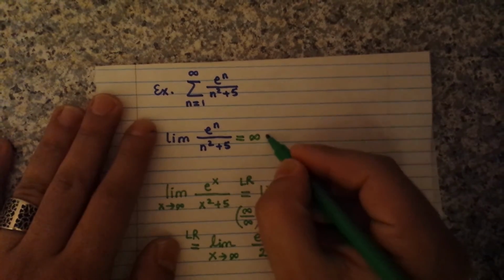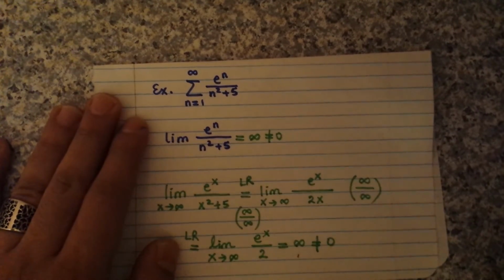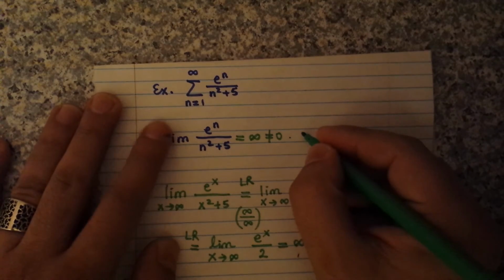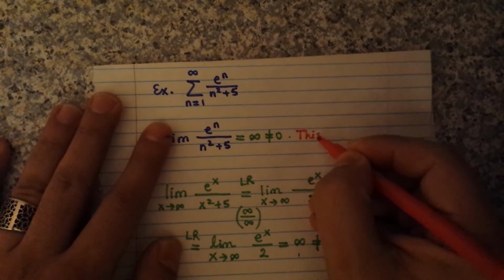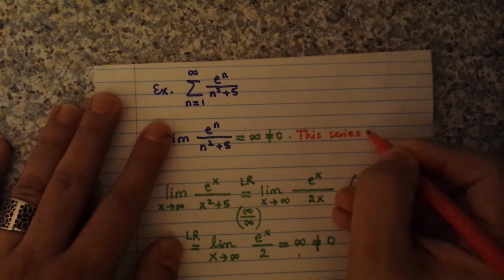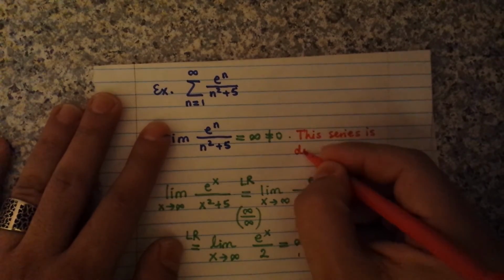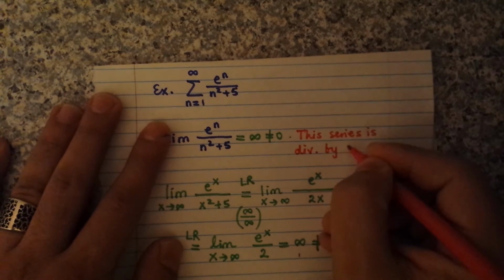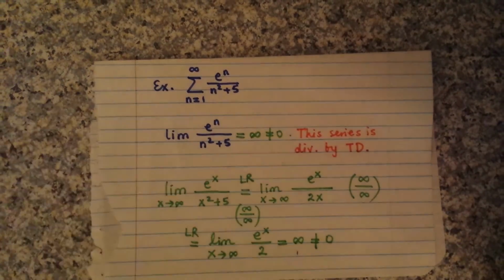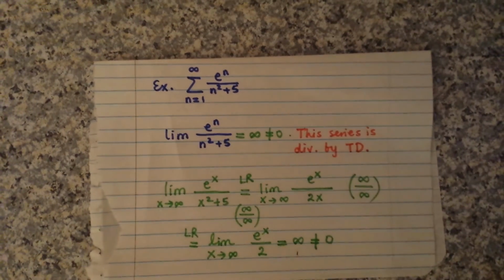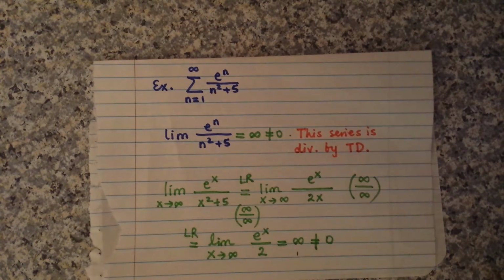That means this limit is not 0, so again, we can say this series is divergent by the test for divergence. So this is another good example. I just tried to give you 4 examples, and that will be, I think, good enough.